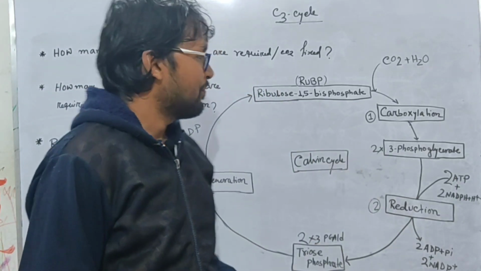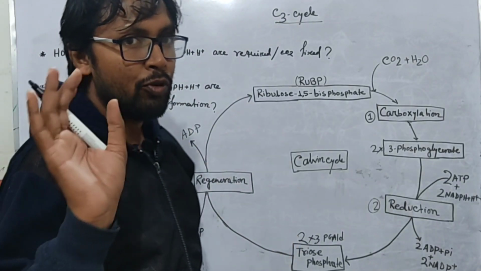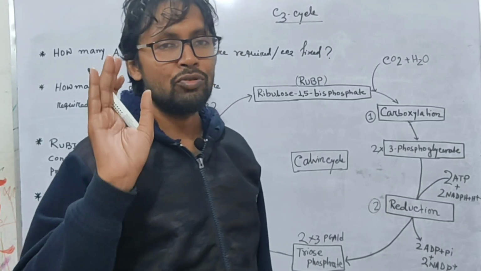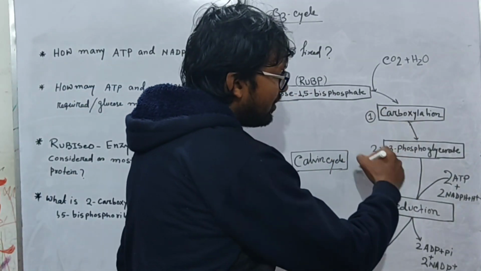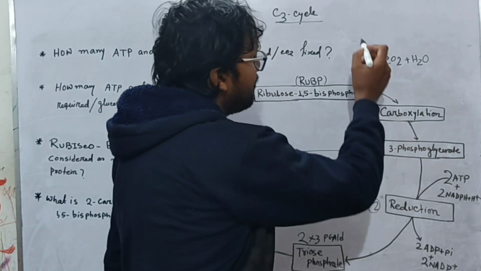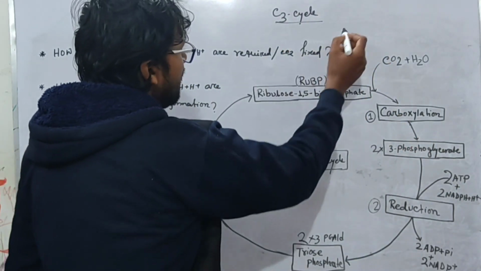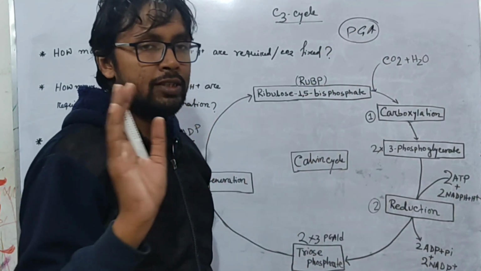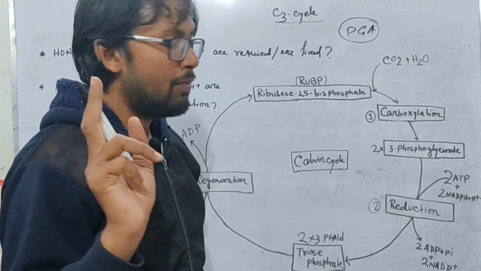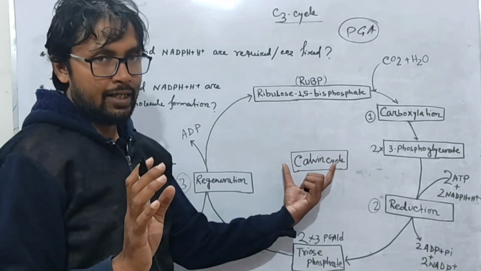What is actually the C3 cycle? The first stable product is a 3 carbon compound, the first stable product 3-PGA. You will know PGA, phosphoglyceric acid, the 3 carbon compound. So that is why the name is C3 cycle, the Calvin cycle.